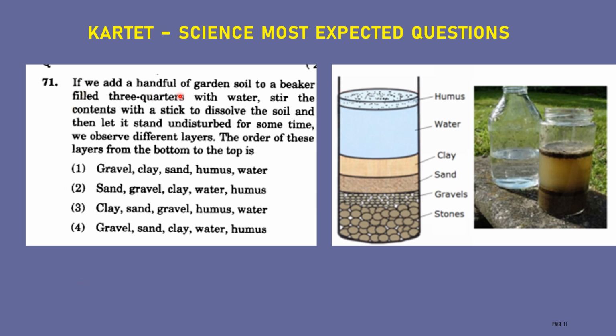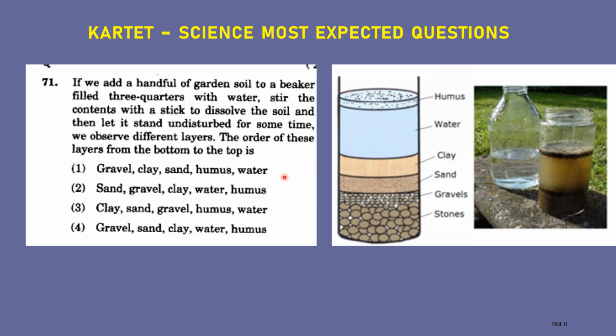If we add a handful of garden soil to a beaker filled 3/4 with water, stir the content with a stick to dissolve the soil and then let it stand undisturbed for some time, we observe different layers. The order of these layers from the bottom to the top is: option 1, gravel, clay, sand, humus, water. Option 2, sand, gravel, clay, water, humus. Option 3, clay, sand, gravel, humus, water. Option 4, gravel, sand, clay, water, humus.